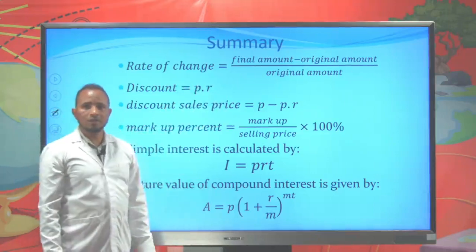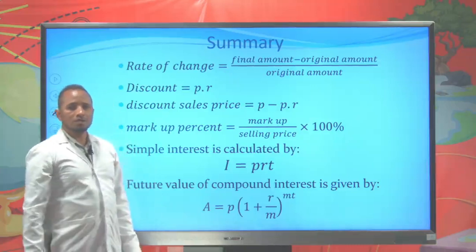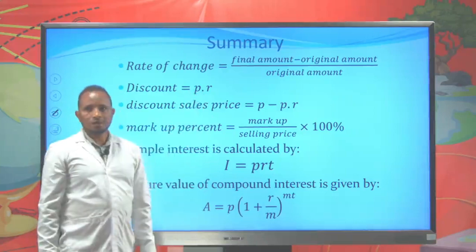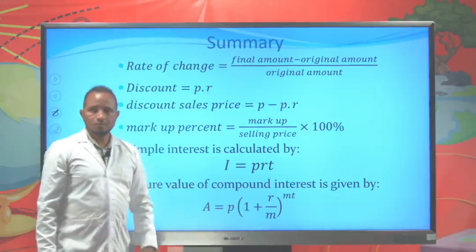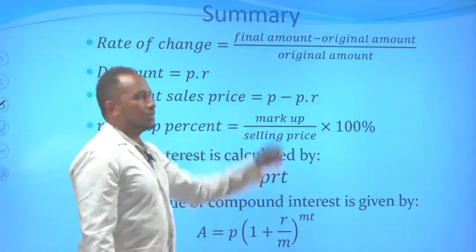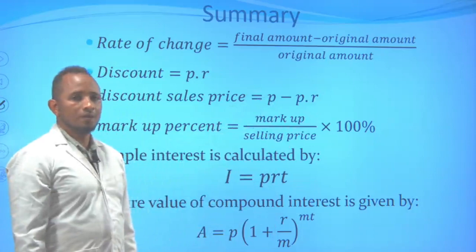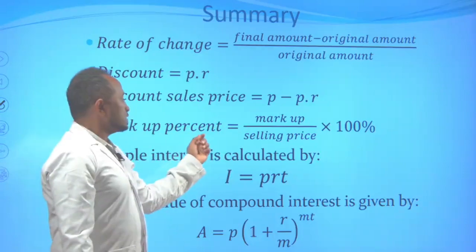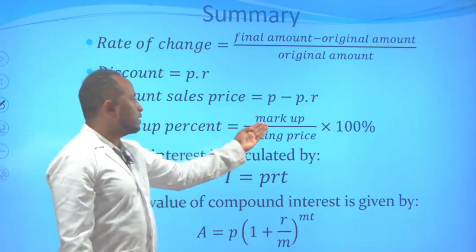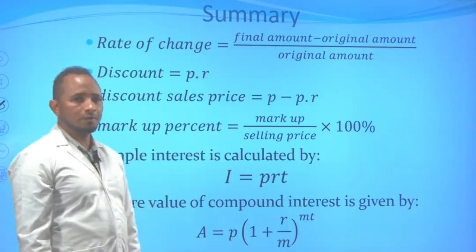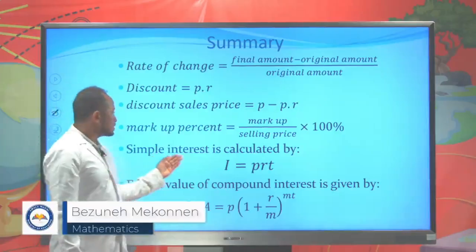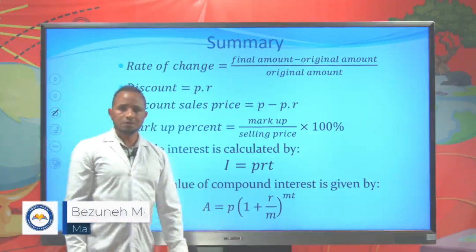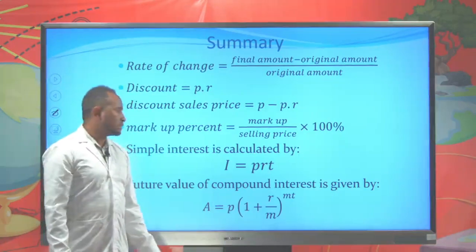So to summarize what we have seen today, rate of change is the final amount minus the original amount, divided by the original amount, and discount is given by the product of P times R, original price times discount rate, and the discount sale price will be the original price minus the discount amount, that is P times R. And to calculate markup percent based on selling price, it is given by markup over selling price times 100%. And simple interest is calculated by I is equal to PRT, where I is the simple interest, P is the principal, R is the interest rate, and T is time.